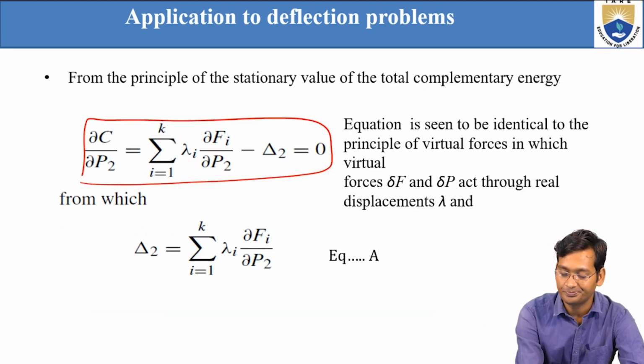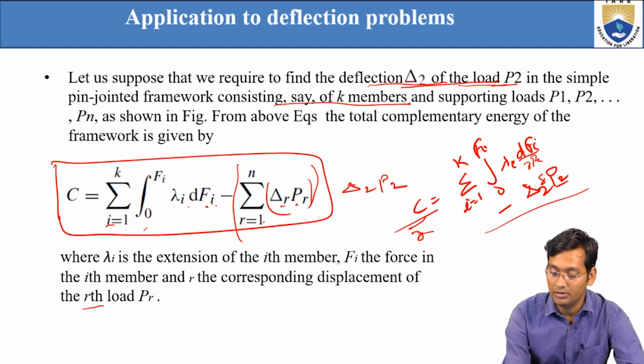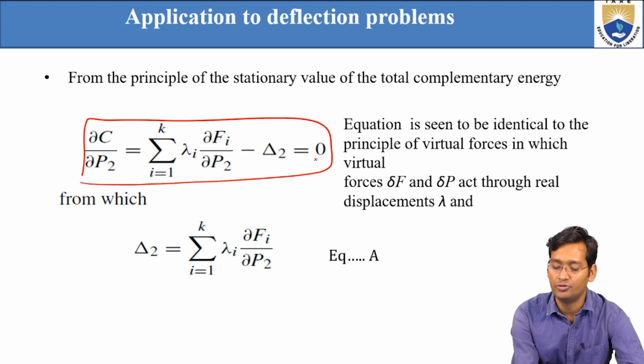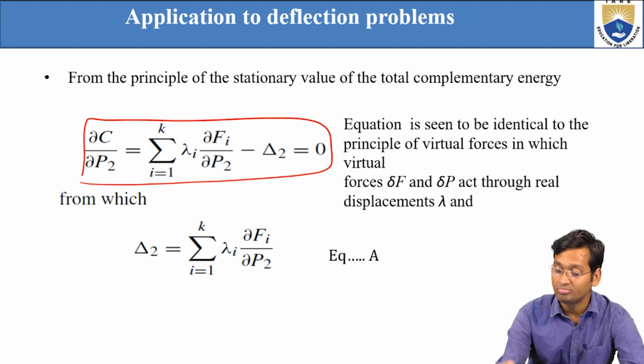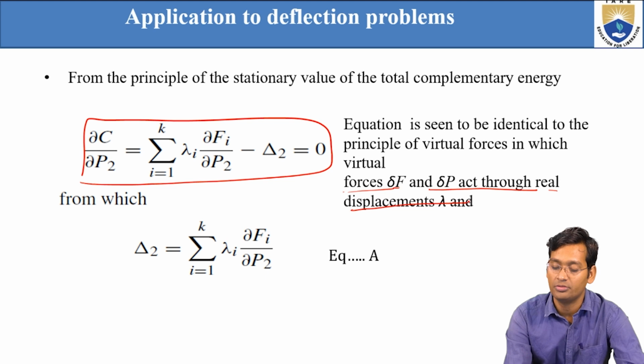So here del C by del P2 equals sum over i equals 1 to K of lambda i, and the differential of this is del Fi by del P2, and differentiation of del P2 is 1. So only delta 2 is left, which equals 0. This equation is seen to be identical to the principle of virtual forces, in which virtual force delta F and delta P acts through real displacement lambda. Right?